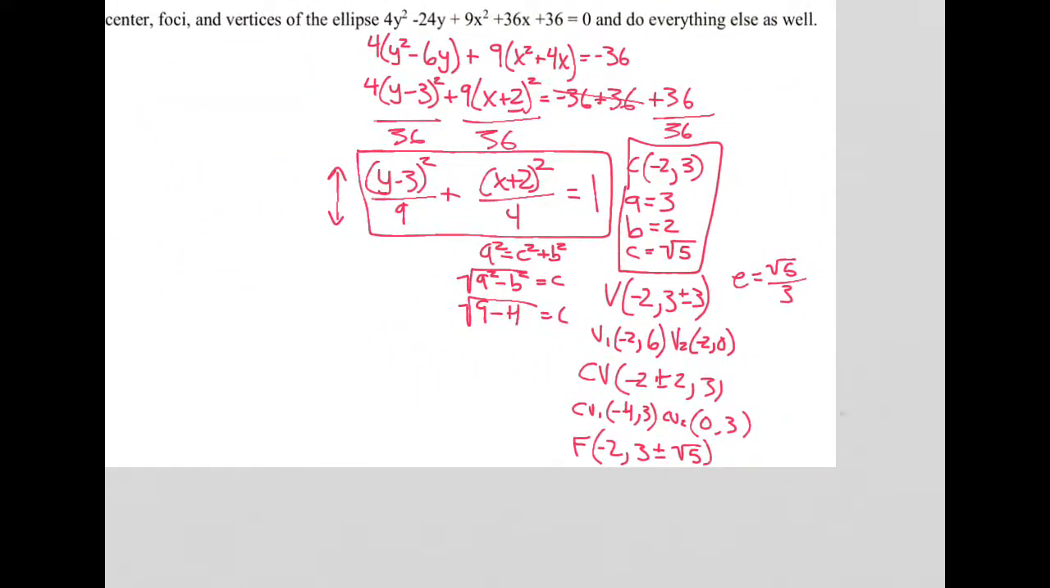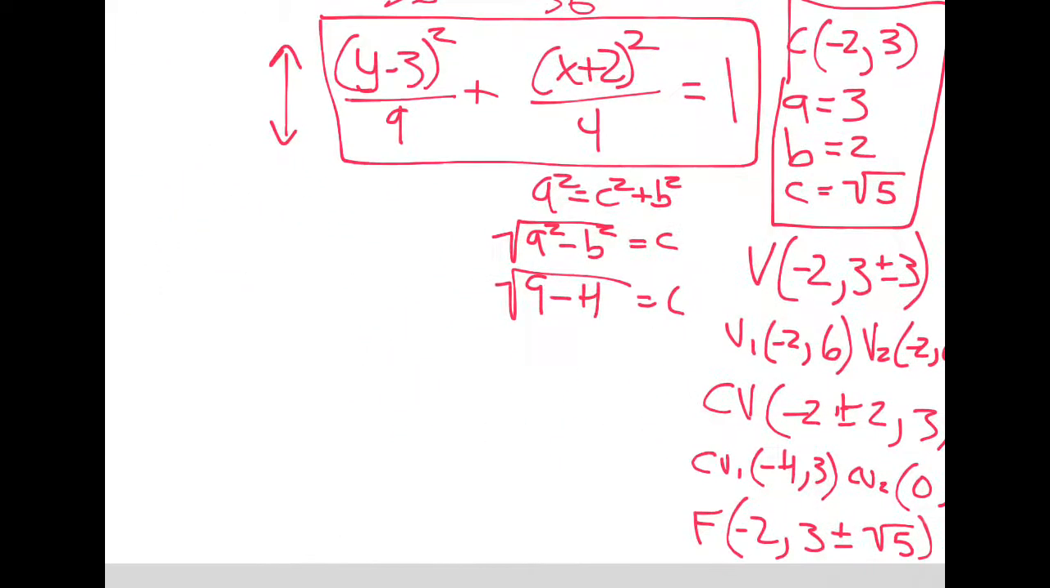What else should we do? Well, we should write this equation in parametric form. So let's write that as x equals 2 times the cosine of theta minus 2. The first 2 came from the square root of 4, the thing underneath the x. The minus 2 came from the plus 2 in the parentheses.